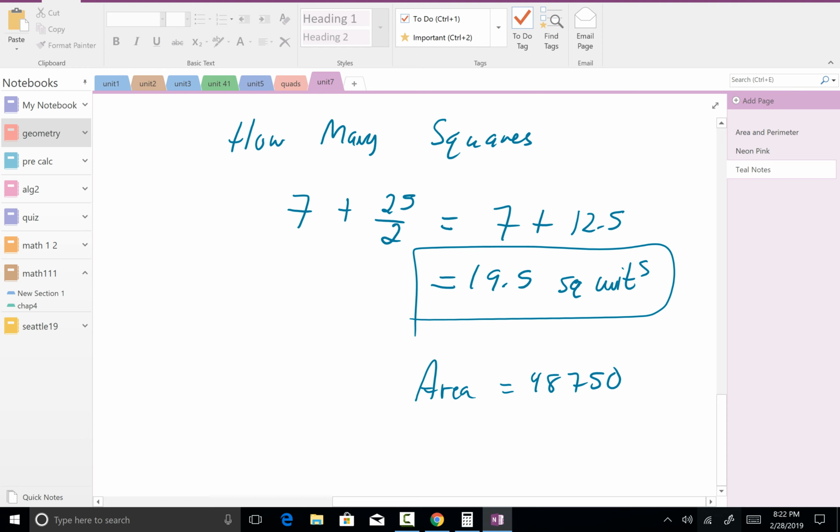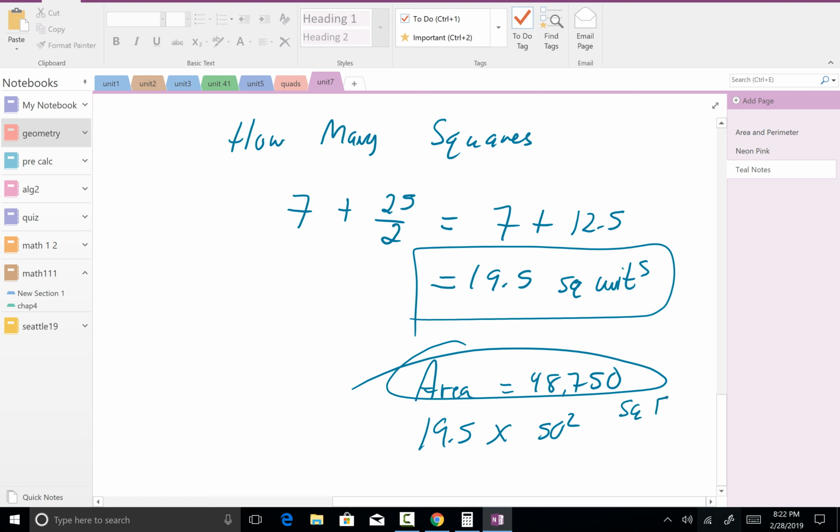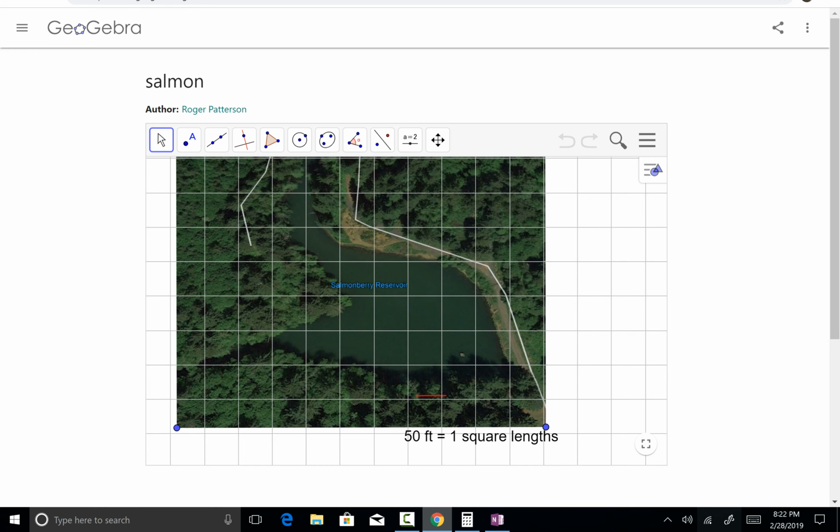Okay, so hope you came up with something. I did. 19.5 times 50 squared, which is 2,500, and I got 48,750 square feet of area. Interesting. That's how we can find the area using squares. Is there another way? Well, of course there is, but I'm not sure how I'll be able to explain this to you using the tablet, but I'll give it a whirl.